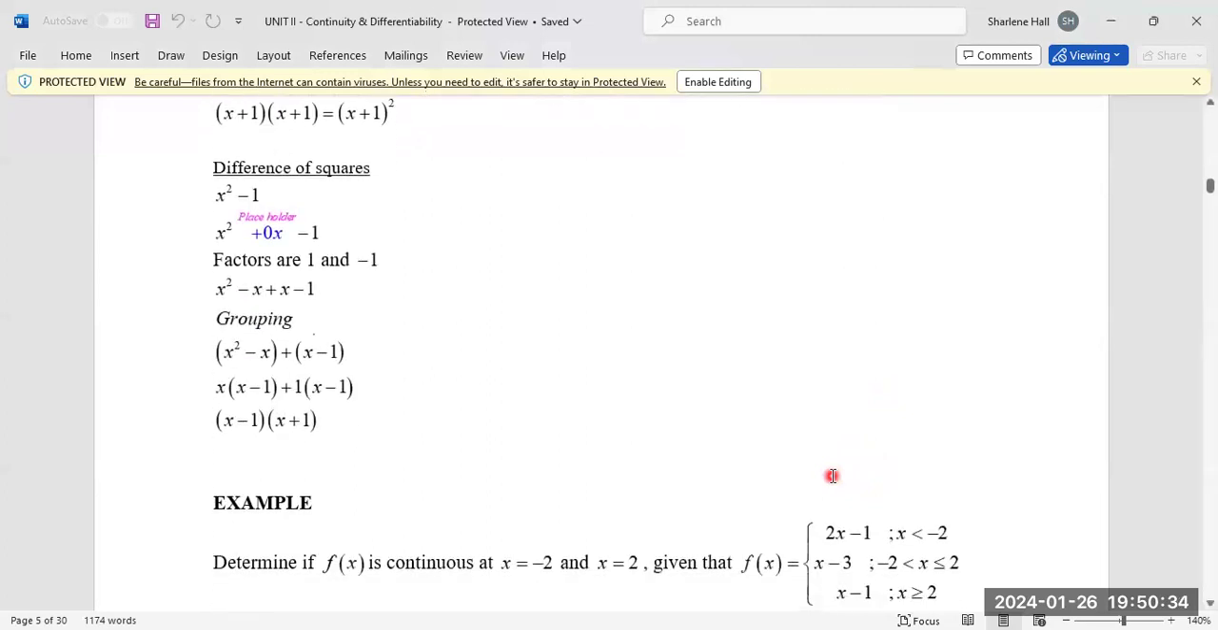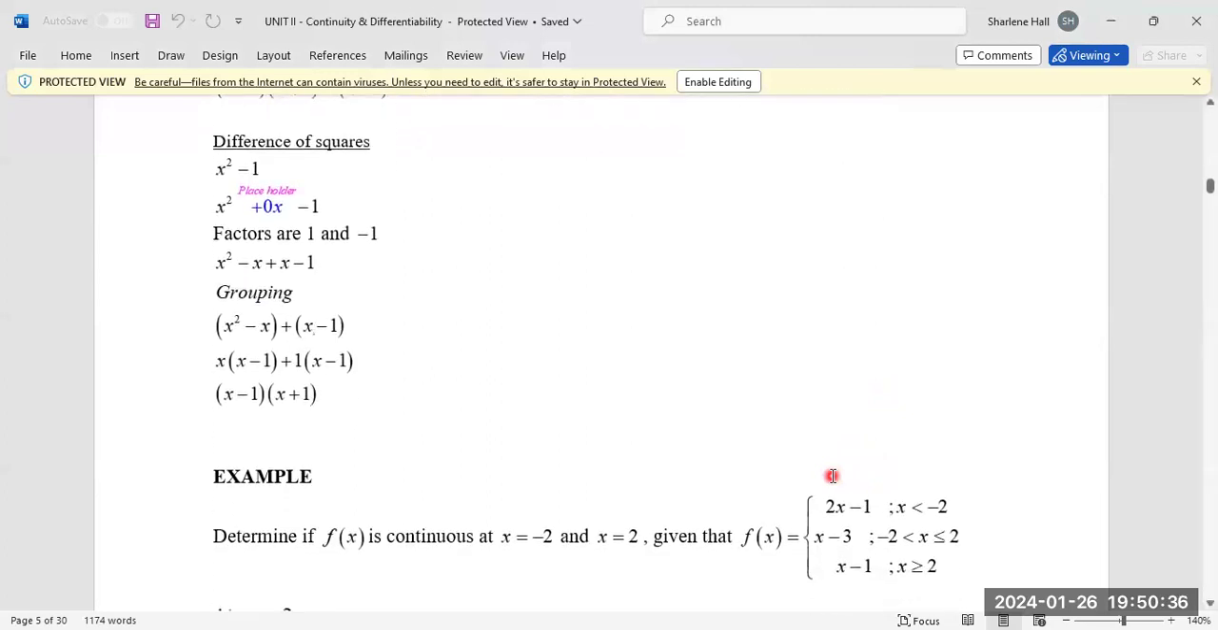So for example, this is what a piecewise function looks like. It's piecewise because this function f of x has one expression up here, another expression here, and another expression here. So it's piecewise because it's not just one, but all three of them. And this one is going to depend on this one, which is going to depend on this one.